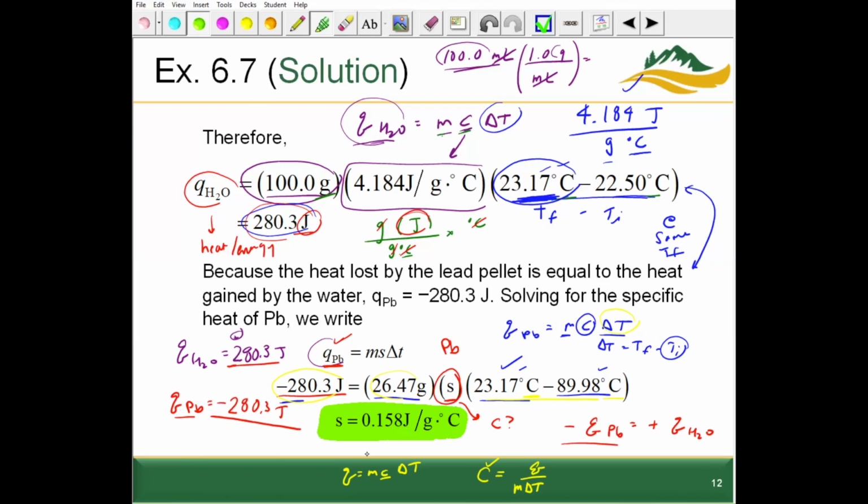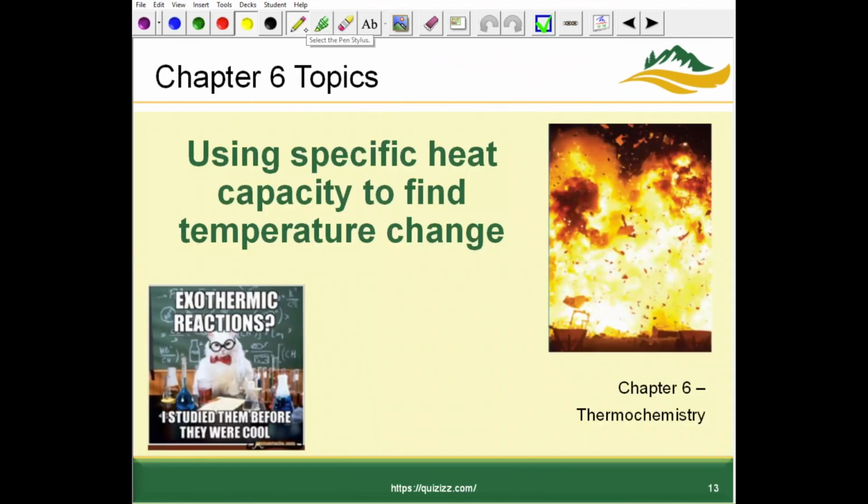So let's go on to the next topic now. If you have any questions about calorimetry, please let me know. This is a pretty big topic in Chapter 6. And again, in this part of Chapter 6, we're going to do a lot of practice with that Q equals MCΔT equation and different variations of calorimetry. So now, using specific heat capacity to find the temperature change. So still using this equation to find delta T instead of solving for the specific heat capacity.